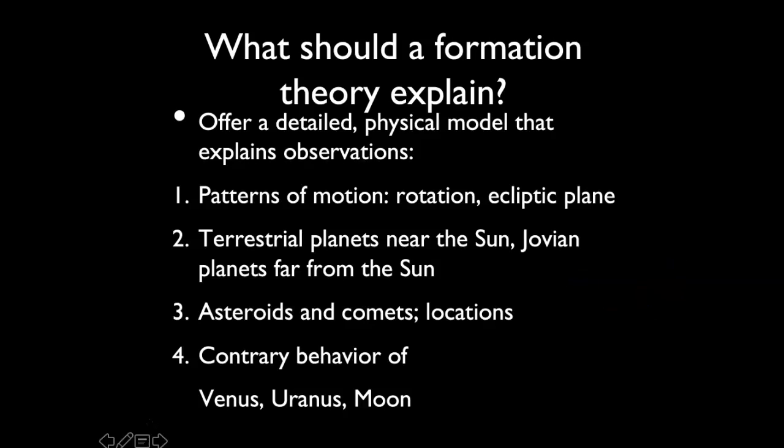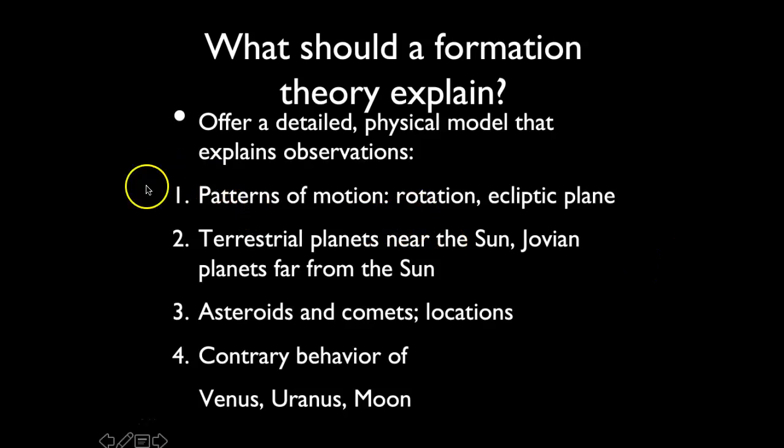Why are there two types of planets in our solar system? And why is it that all the terrestrial planets are near the sun and all the Jovian planets are far from the sun? Hopefully we can explain that. What about the asteroids and the comets? What are they? Where did they come from? Why are they at the locations that they're at? Hopefully our theory should be able to explain that.